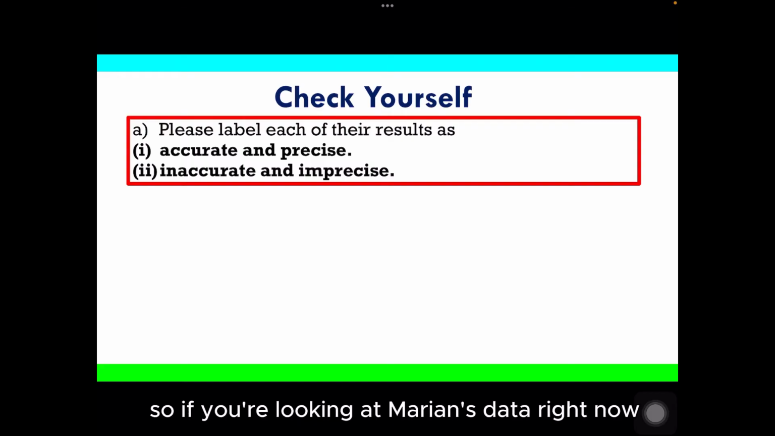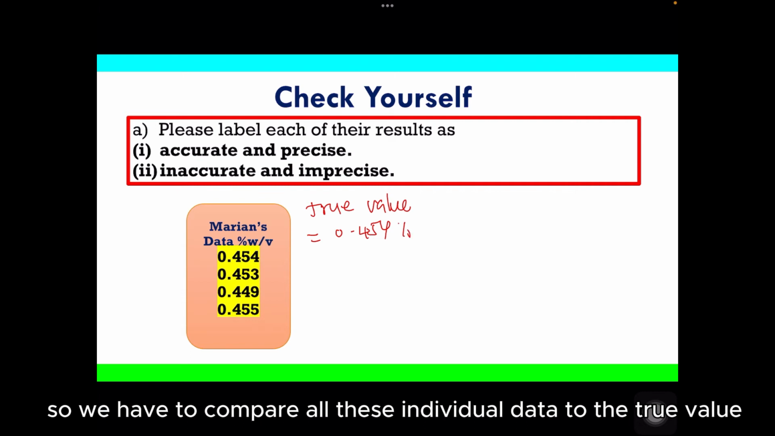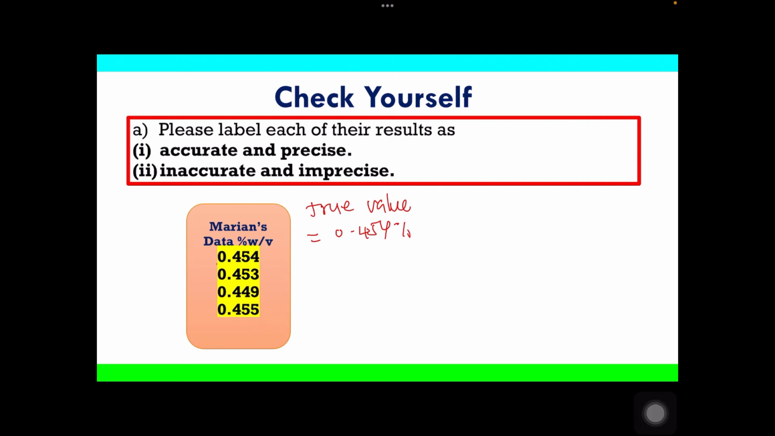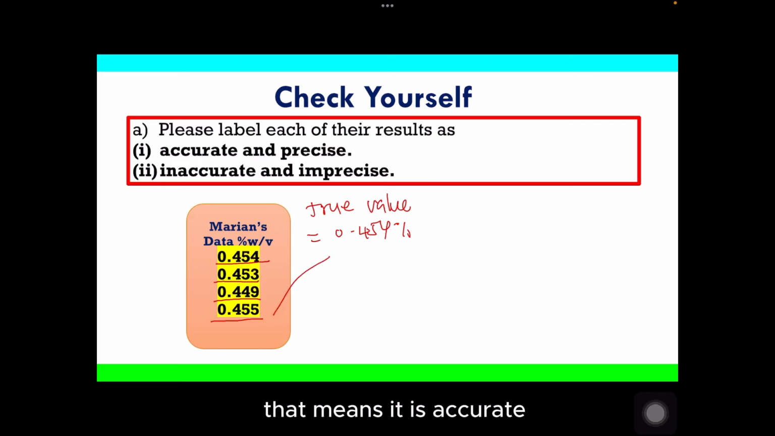So if we are looking at Marian's data right now, we know that the true value is 0.454%. So we have to compare all these individual data to the true value. 0.454 is the same as this true value. 0.453, 0.449, 0.455, they are all close to the true value. That means it is accurate.